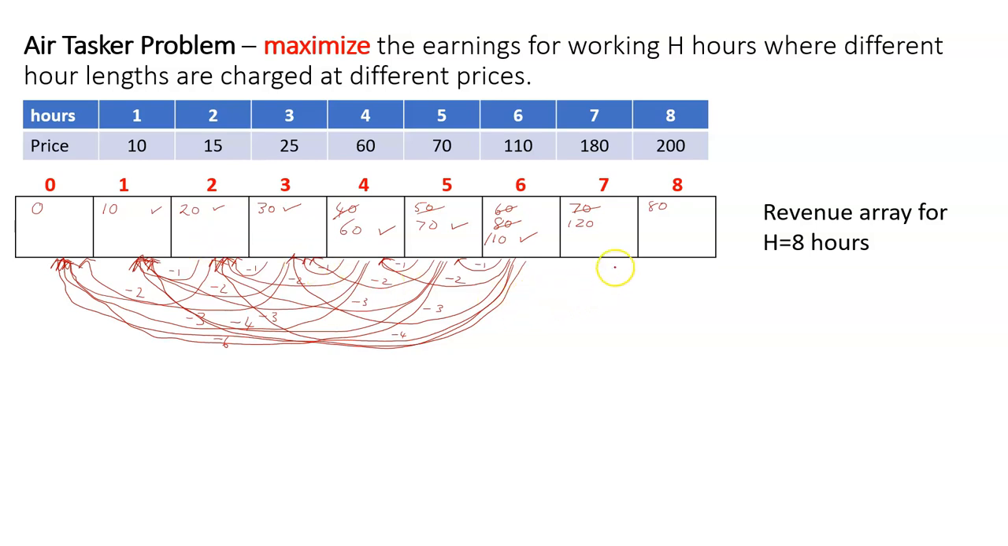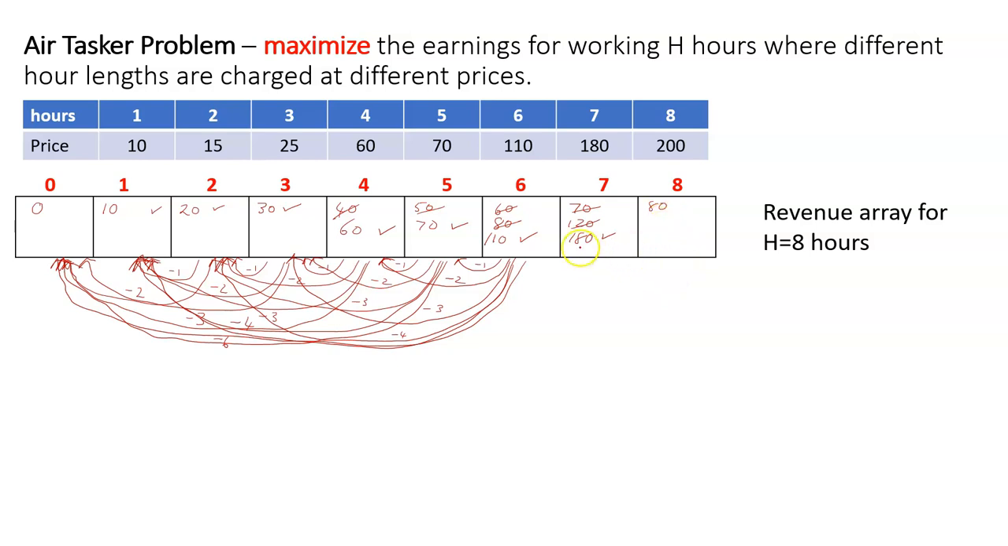That's not an improvement. Go back 6, to 1 and take a 6 hour job. That's $10 plus 110, which is 120, which is what we already have. We'll go back 7 hours and take a 7 hour job, which is 180, which is much better. Okay, you can see this is getting quite tedious. Let's just do it one more time for 8 hours and we're nearly done.